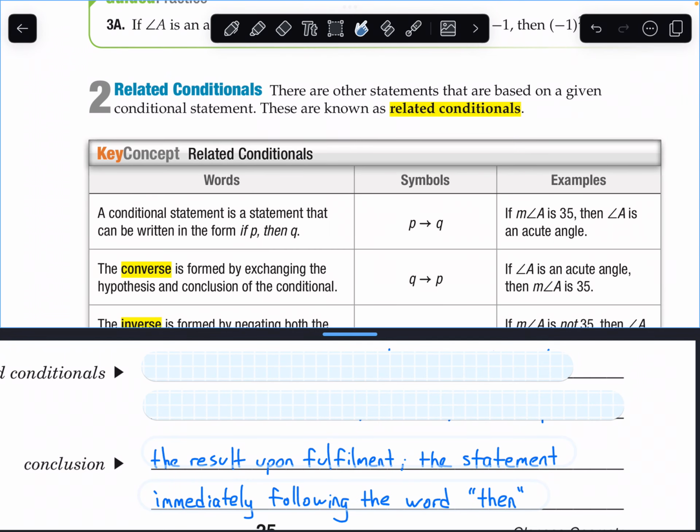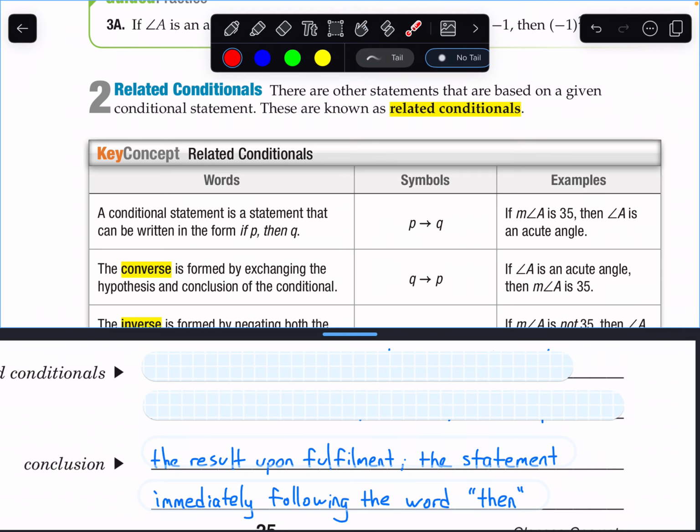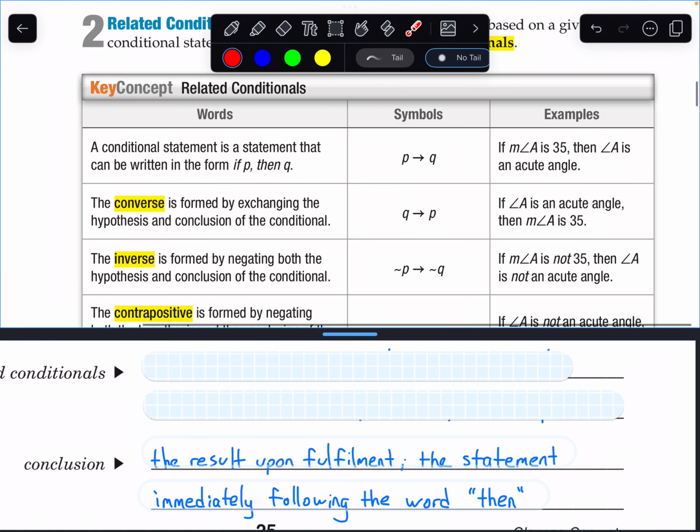Now on to part 2, related conditionals. There are other statements that are based on a given conditional statement. These are known as related conditionals. A conditional statement is a statement that can be written in the form if P, then Q. Notice the symbols: P first, arrow leads into Q.